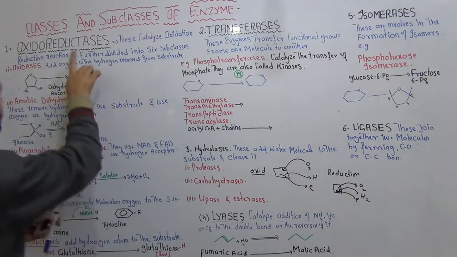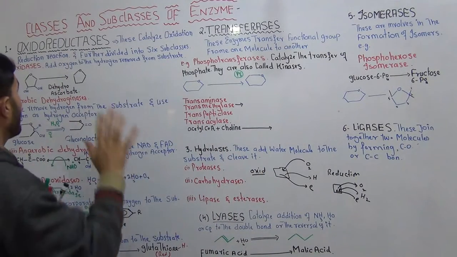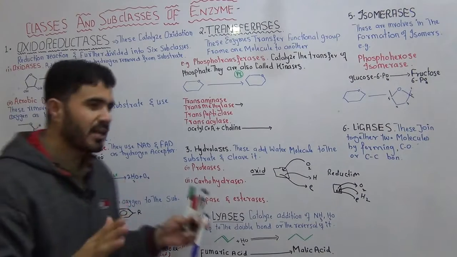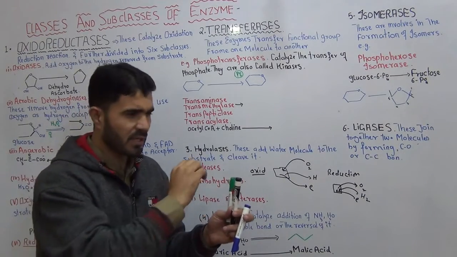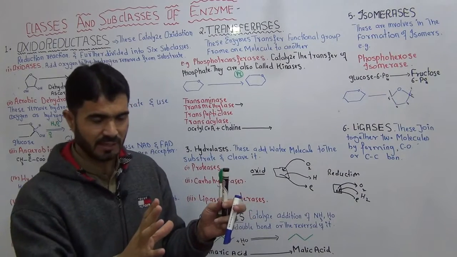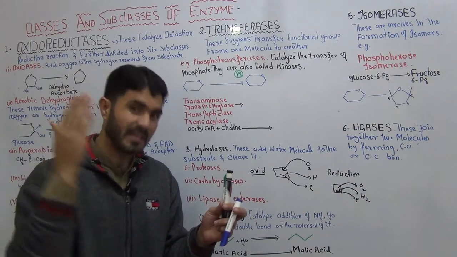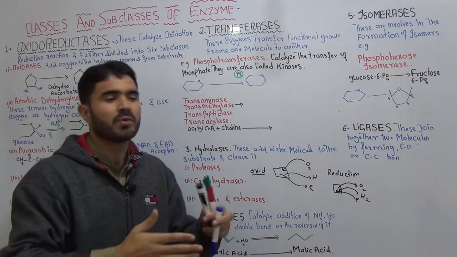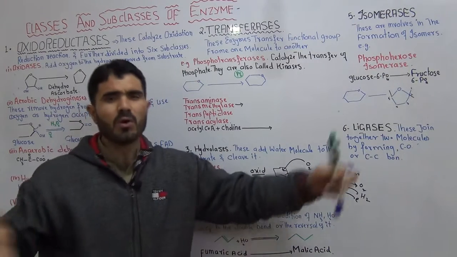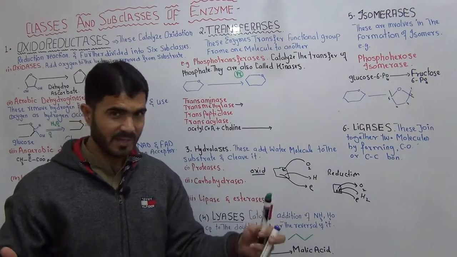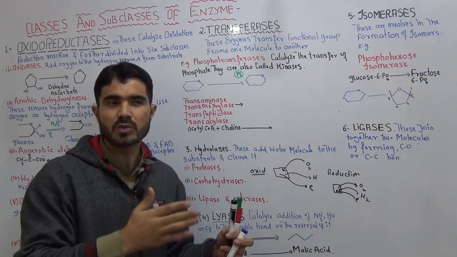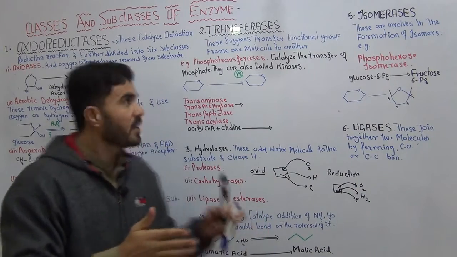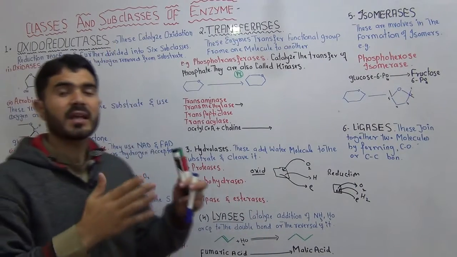Okay, so we have oxidoreductases. Now the definition is clear. You can very easily write the definition of oxidoreductases, but if you want to explore a little bit more about oxidoreductases, then you need to go into the depth, which means you need to study the subclasses. This is just one class, and there are subclasses.